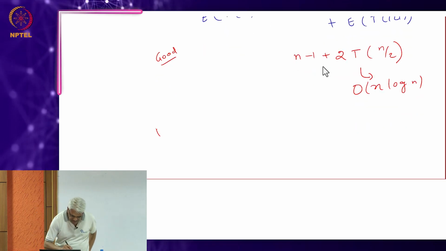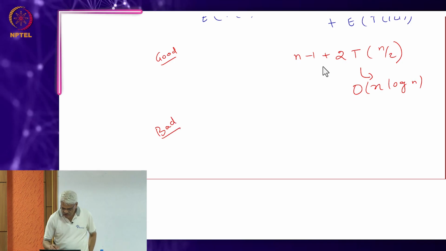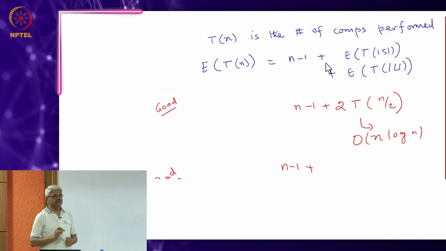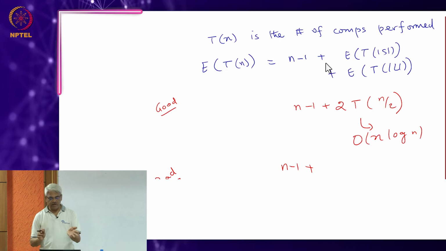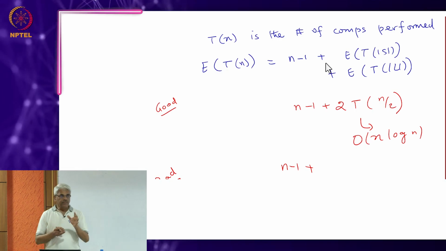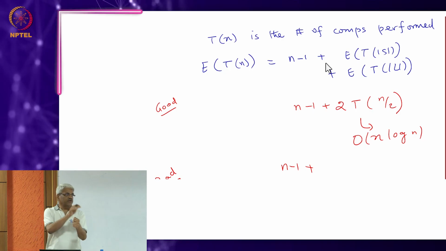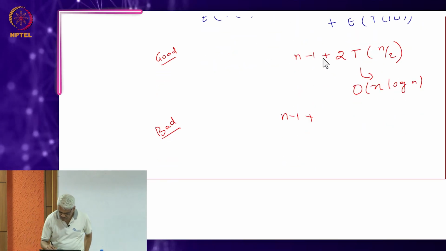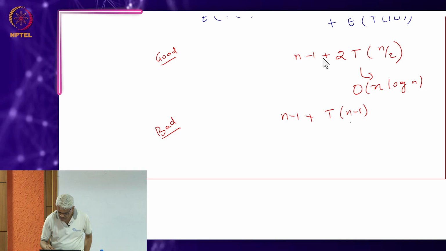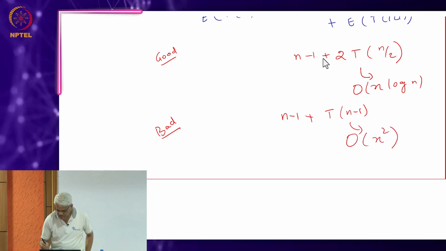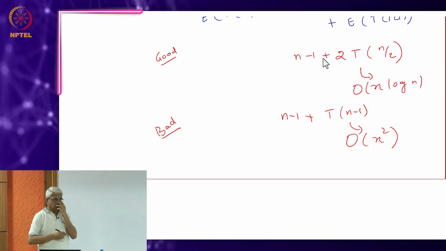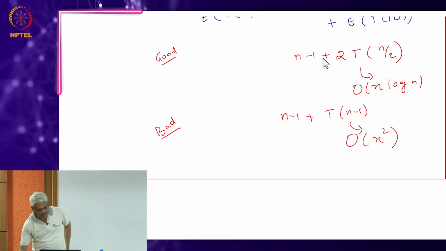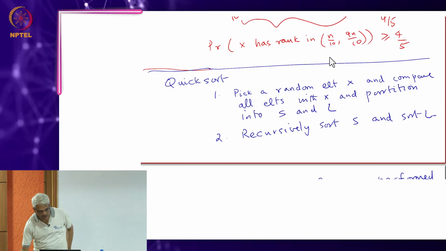The bad case is, first step is n minus 1. Yeah, what is the bad case? T(n minus 1), right? So suppose you pick the smallest element as a pivot, there is nothing on the left, everything on the right. So T(n minus 1), which we already saw is order n squared.